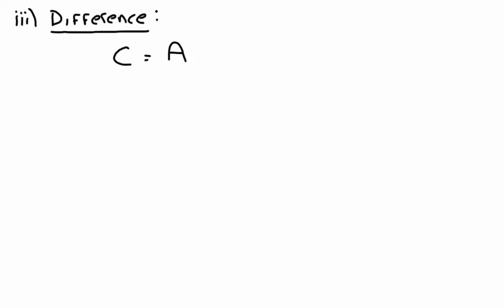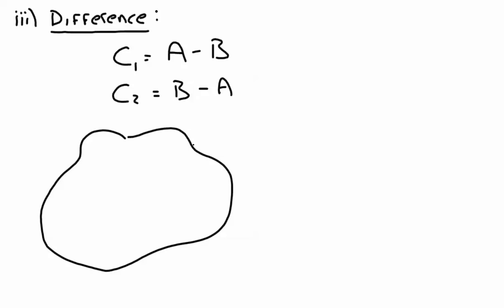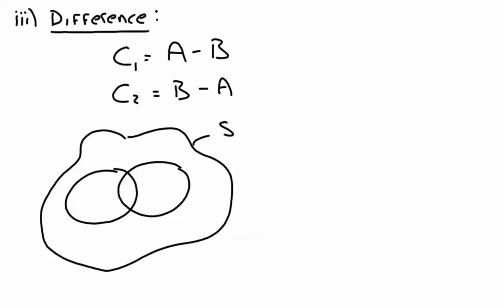The next set operation that I want to introduce is known as the difference, or the difference of two sets. And we'll say this is C equals A minus B. Let's call that a C1. And a C2 might be B minus A. So let's look at that from a Venn diagram perspective. This will be my sample space, S. This will be set A, and this will be set B.